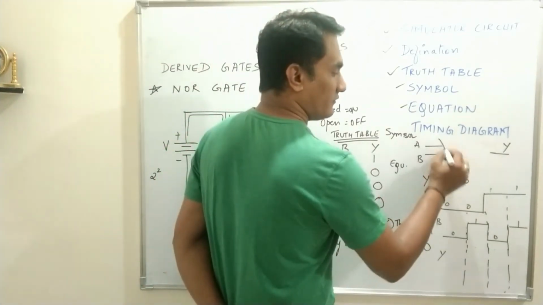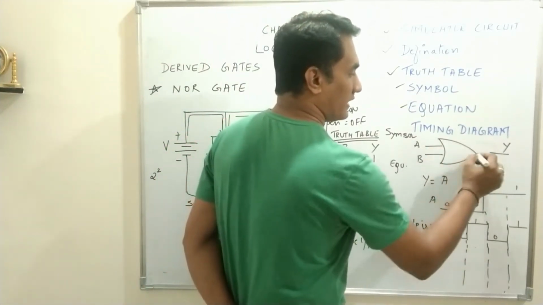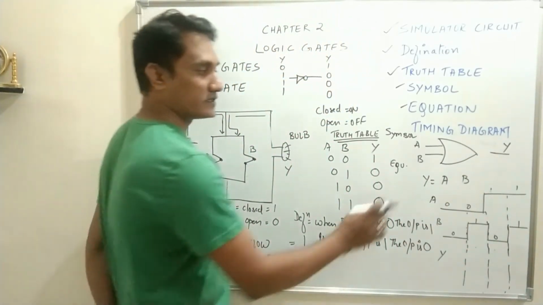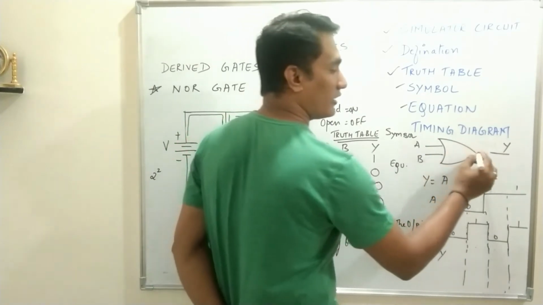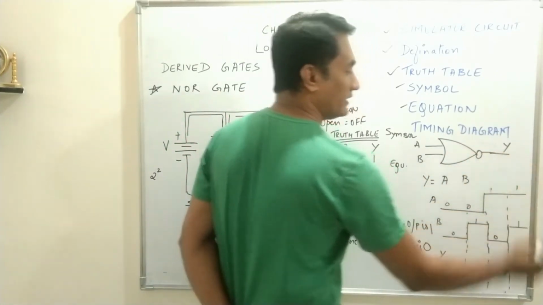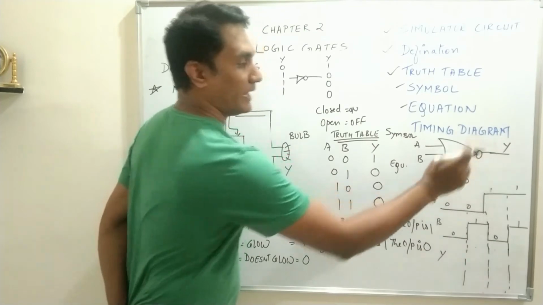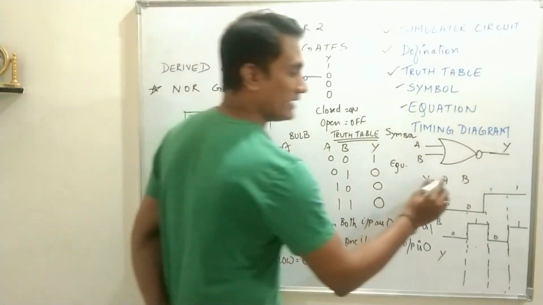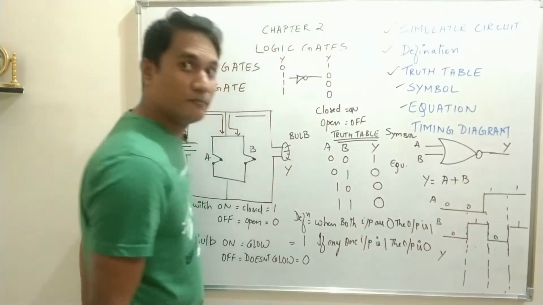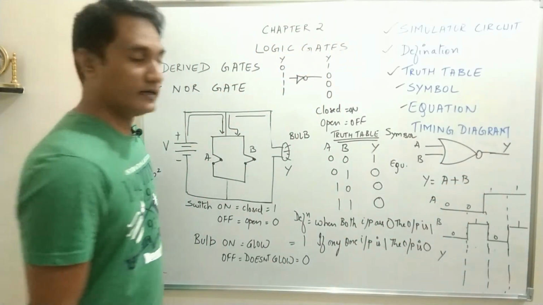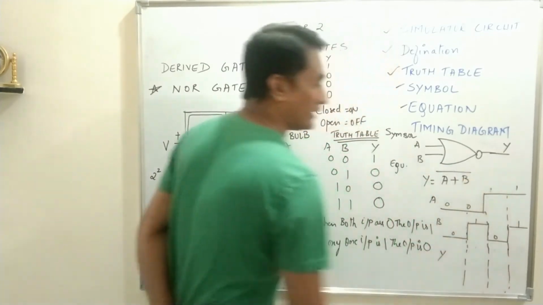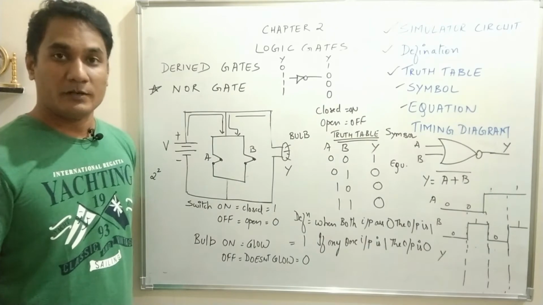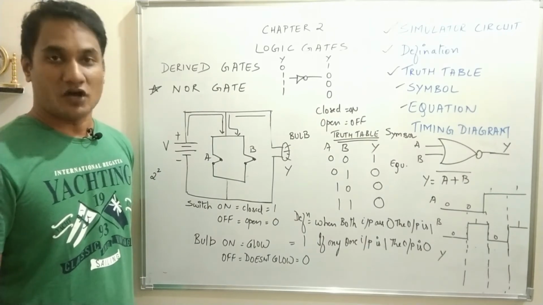Symbolic representation, first we will draw OR. As I said, NOR gate is OR followed by NOT. So first we will draw the symbolic representation of OR and then a bubble sign over it to give OR followed by NOT. So this is the symbolic representation of NOR gate. Equation Y is equal to A plus B. A plus B indicates OR operation, and if you draw a complement over it, A plus B whole bar, that is complete complement, will be nothing but NOR gate.